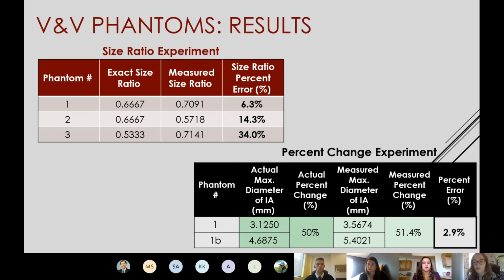We compared that to the actual percent change of 50% to find the percent error between those two, and we got about 2.9%. This experiment was also the same, where we wanted our percent error to be minimized, so this was also a pass as well.